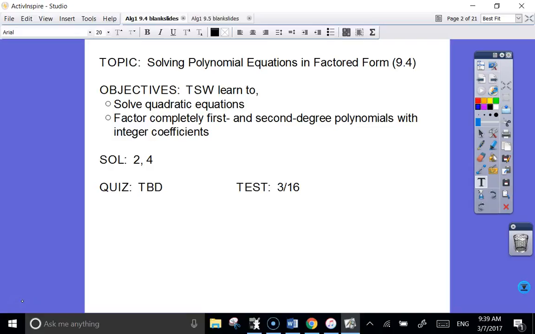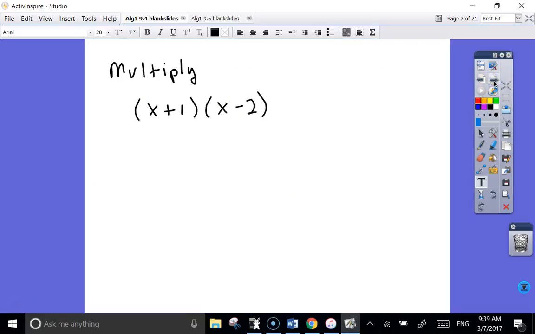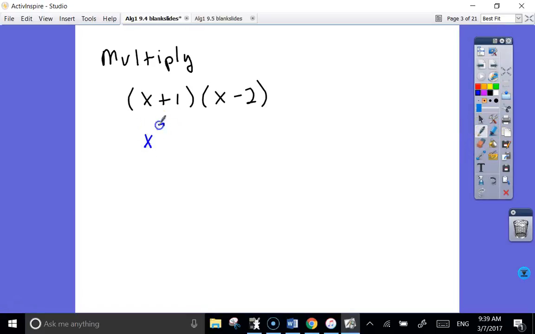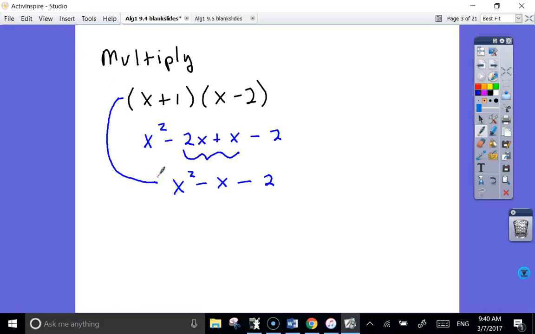You see the title of this lesson is Solving Polynomial Equations in Factored Form. So we learned already how to multiply two binomials, right? We even said this right before the quiz. What's the method that we might use? FOIL. So in this case, if I FOIL this, I'm going to get x squared minus 2x plus x minus 2. And then I'm going to combine the middle terms: x squared minus x minus 2. All right, so these two, x plus 1 times x minus 2, and x squared minus x minus 2, are the same thing. They're just in different forms.